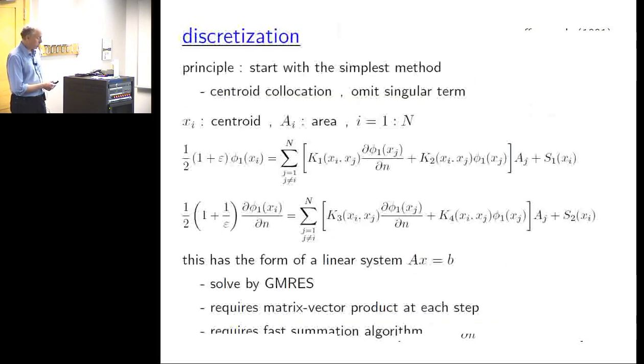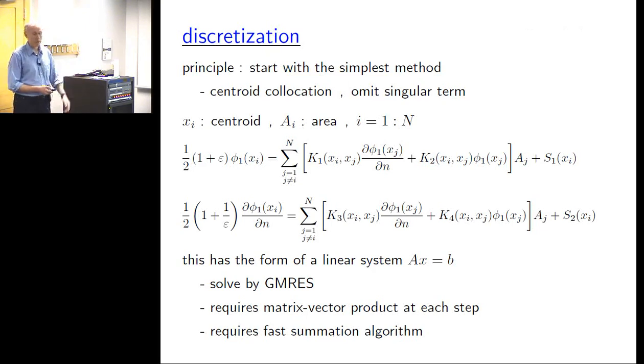So the discretization now, the principle here is to start with the simplest method. We came across this principle after trying some more complicated methods. The simplest method is called centroid collocation. That simply means that you have a discretization point at the center of each triangle, and you assume that the quantity you're integrating, either the potential or its normal derivative, is constant in each triangle. It's like the midpoint rule.